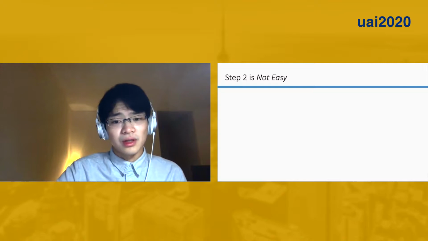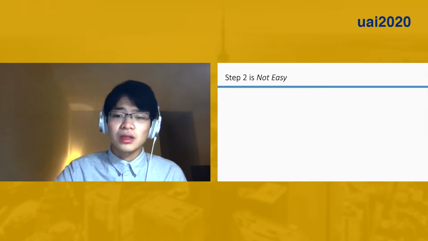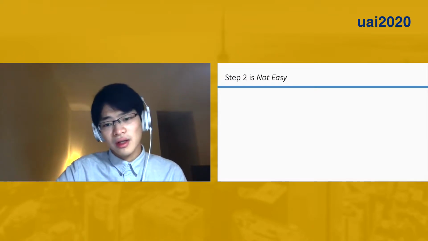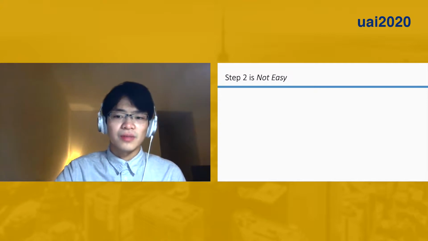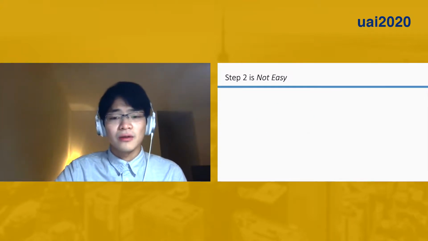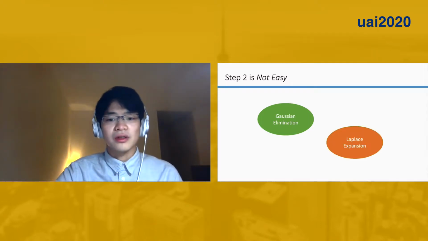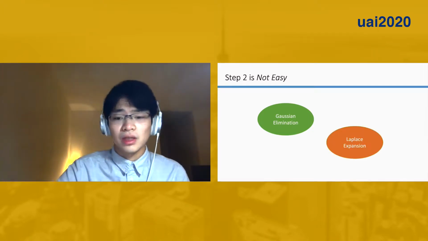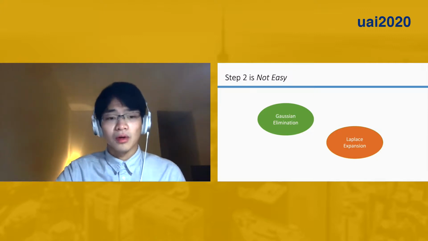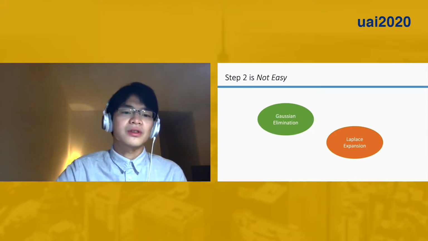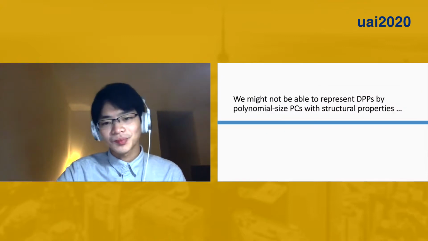However, step two is not easy. That is, representing the computation of determinants as a PC is hard. Converting the known algorithms to a PC is not immediate. Gaussian elimination, for example, requires division and branching, and Laplace expansion requires the computation of exponentially many subdeterminants. Moreover, and more importantly, they don't give us the properties we want.